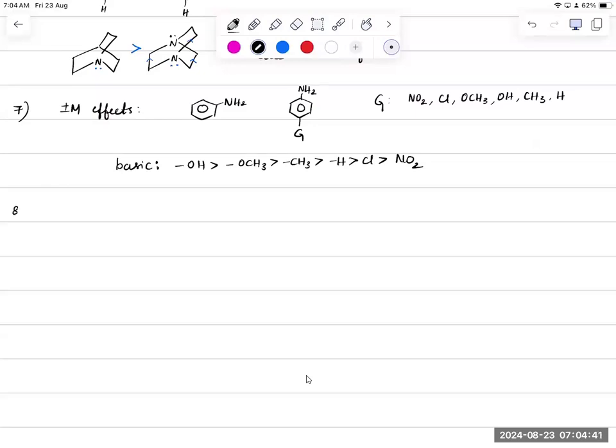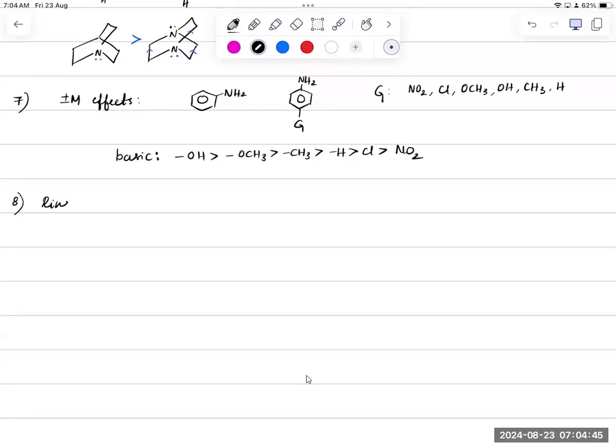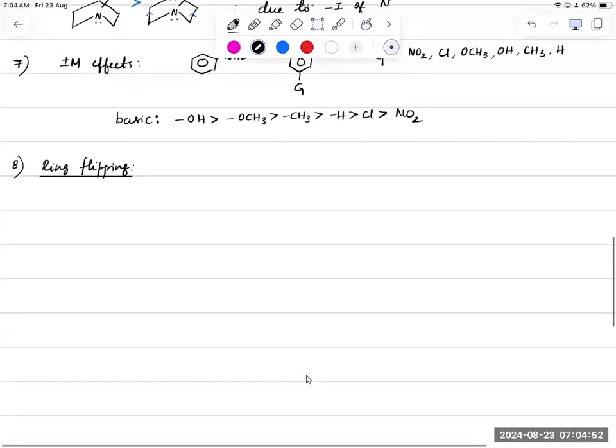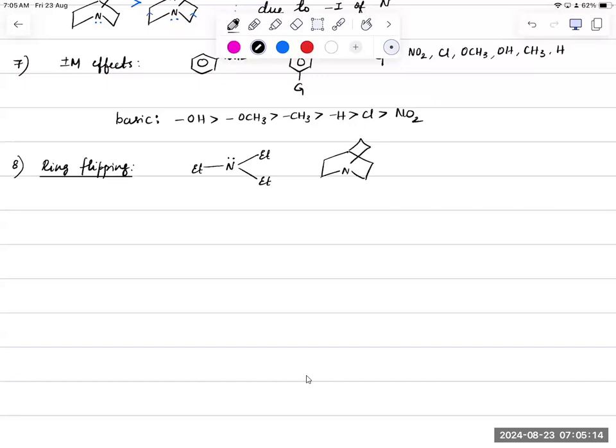Okay. Next, eighth one, due to ring flipping. Ring flipping needs to be applied only when you have straight chain versus bicyclic. Okay. So that is N with ethyl, ethyl, and ethyl with a lone pair here, while the same type of ethyl groups if they are connected in a bicyclo format. Now, this lone pair is not getting flipped anywhere, but this lone pair will keep flipping above and below. Okay, so this will always keep moving above and below, because of which the availability of the lone pair is weaker, but here it will be better. This is due to the lone pair.